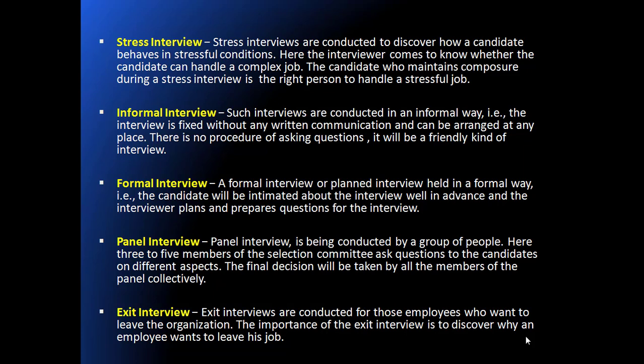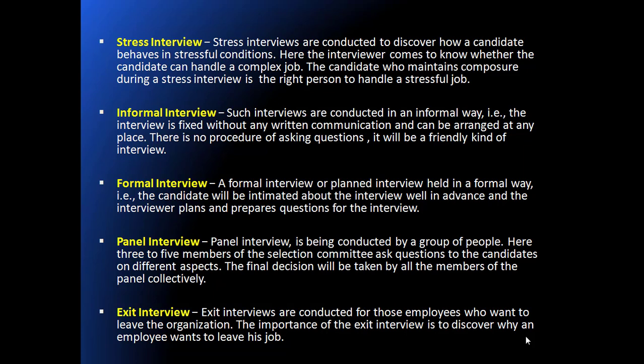A panel interview is conducted by a group of people. Here 3 or 5 members of the selection committee ask questions to the candidate on different aspects. So there will be one candidate and 4 or 5 members asking questions, and the final decision will be taken by all the members of the panel collectively.